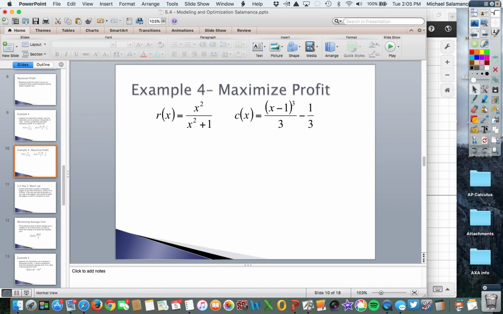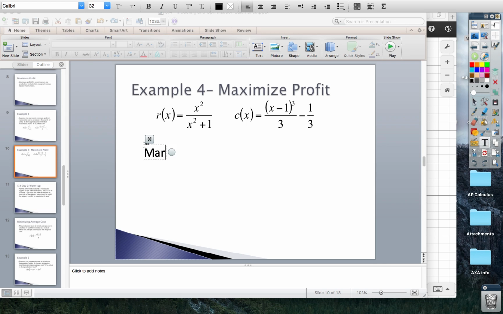Marginal revenue, that's spelled wrong. Marginal revenue is equal to R prime of x, and marginal cost is equal to C prime of x. So keep in mind, when we're trying to maximize or minimize things, we're always finding the first derivative, because if you think about our graphs, that's our maximum or minimum.